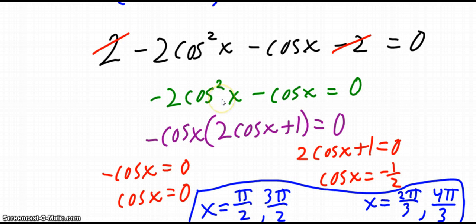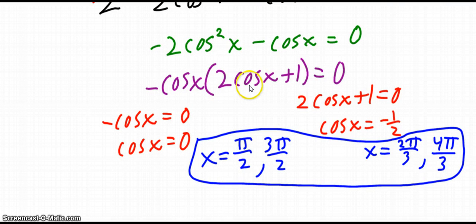So what do I do in algebra when I have a square term and a non-square term? I try to factor if I can. So here I took out a common factor, or the greatest common factor, which I thought of as negative cosine of x. So I factored out a negative cosine of x, and that left me here with 2 cosine of x. This term became plus 1. Since the equation equals 0, and I factored, I can set each factor equal to 0. So now I work two separate little equations.